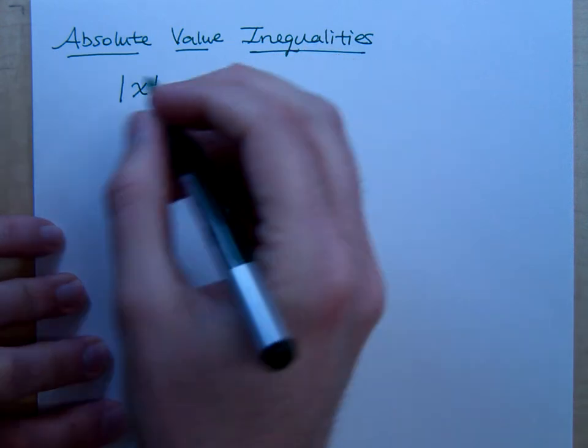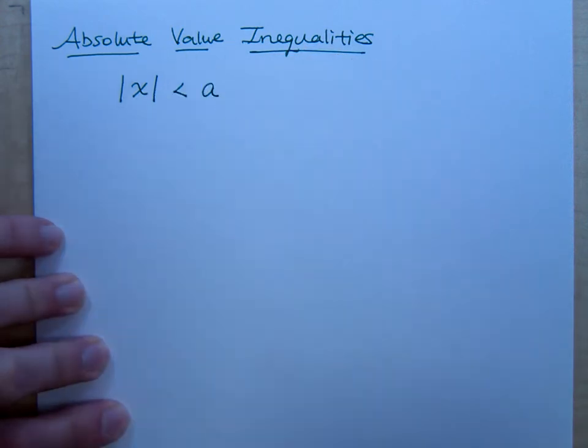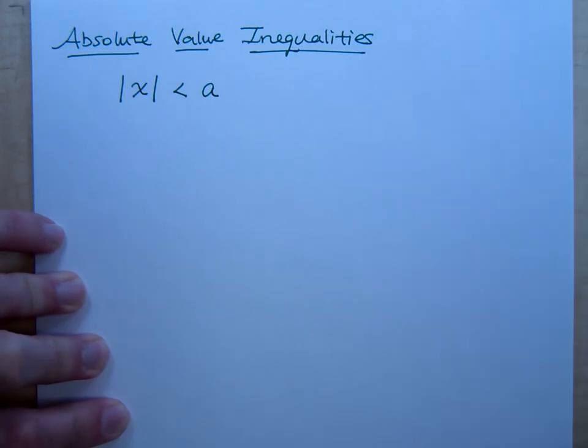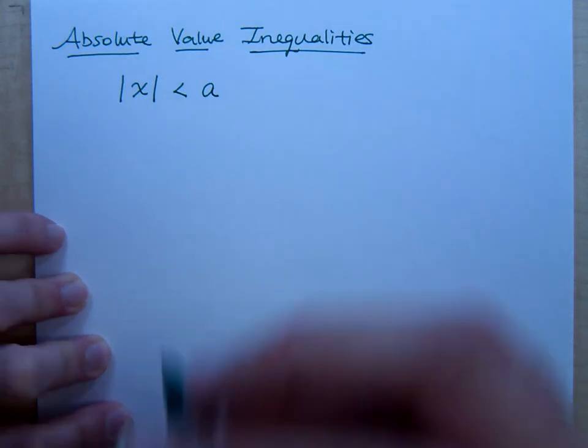Okay? If you have something that looks like this, now we're going to make sure that our a is going to be greater than 0. We're not going to be dealing with the absolute value of the distance being less than a negative number, because that doesn't make any sense.